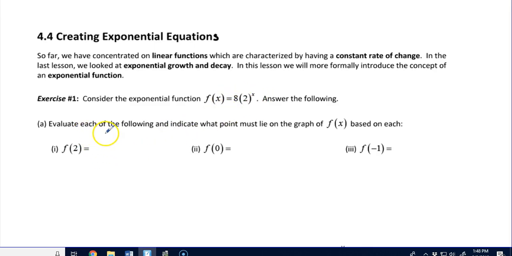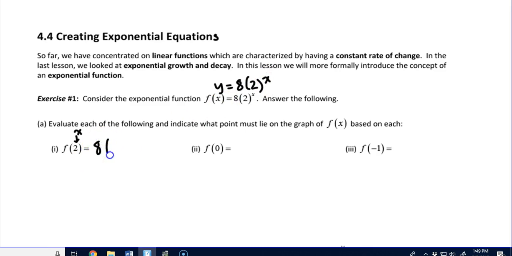So we're going to evaluate each one of these different y values. This is a y value here, right? If you were to enter this into your calculator, you'd put y equals 8 times 2 to the x. That's how you'd enter it. And so what we're going to do is evaluate that particular y value for this particular value of x. It's f of x, so therefore this 2 is an x value. Okay, so let's substitute 2 in place of x and evaluate what the y value is.